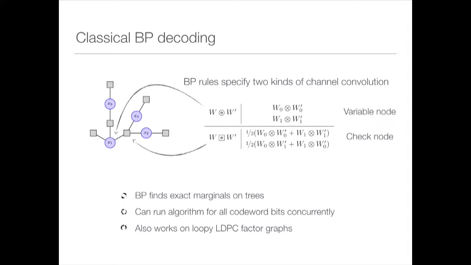Okay. Now it turns out that these rules will find the exact marginal if the factor graph is a tree. Okay. And you can run the algorithm concurrently basically for all the code word bits. It's not a big overhead to do that.